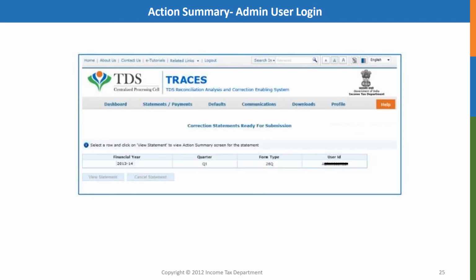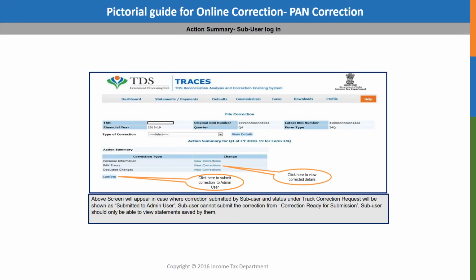The correction statement details such as the financial year, the quarter, the form type, etc. will be displayed on the screen, as you can see. So you may now select the row and click on the View Statement button to proceed further. On doing so, the file correction page will be displayed. You can view the corrections made using the links provided on the page if needed. Now click on the Confirm button to move forward.